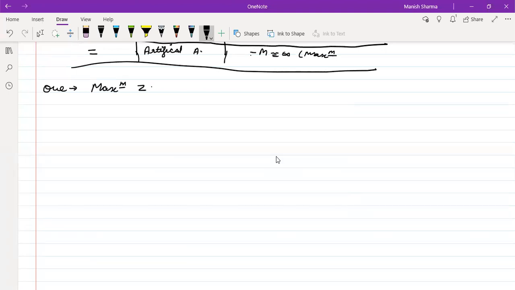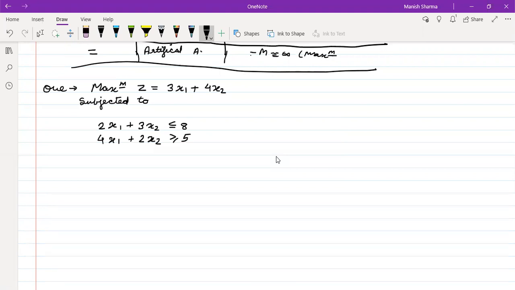Maximize z is equal to 3x1 plus 4x2, subjected to 2x1 plus 3x2 less than or equal to 8, 4x1 plus 2x2 greater than or equal to 5, and 3x1 plus 5x2 is equal to 15. Okay, so this is the question.